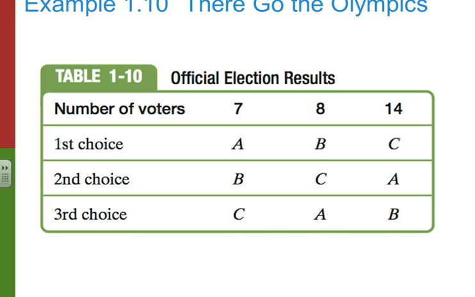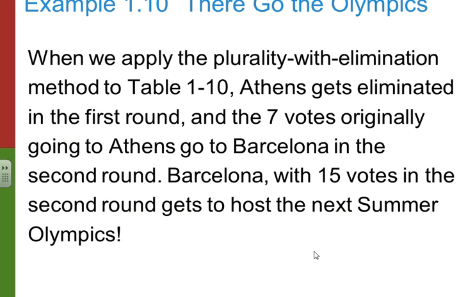So if I can manipulate the election because I know the results, and I know what method is going to be used, then I can make a difference. When we apply this method to table 1-10, Athens gets eliminated in the first round. The 7 votes originally going to Athens go to Barcelona, and in the second round, Barcelona wins.